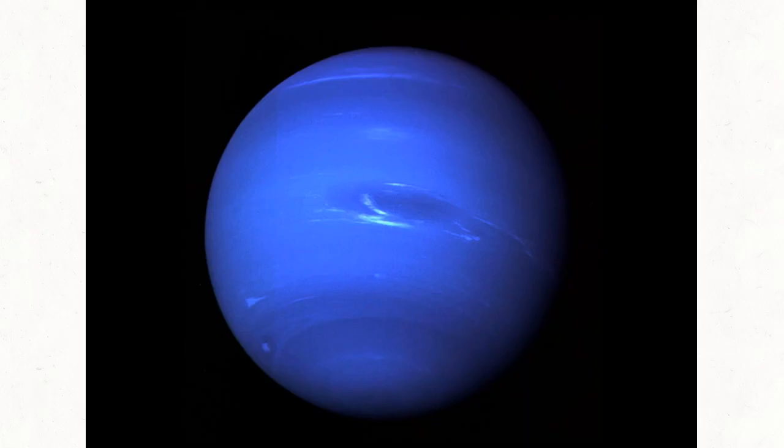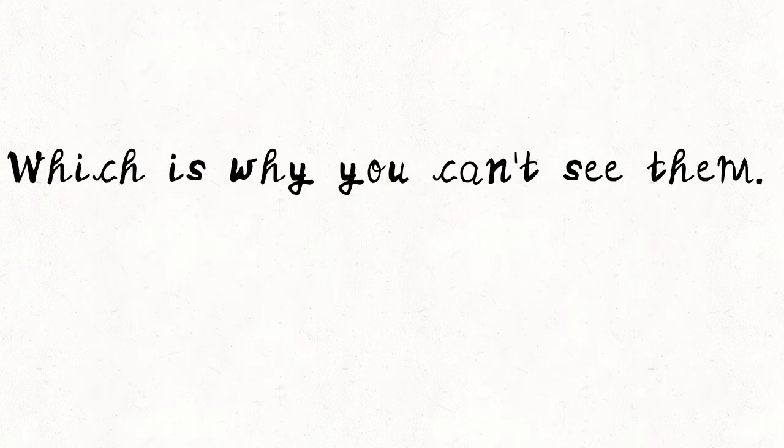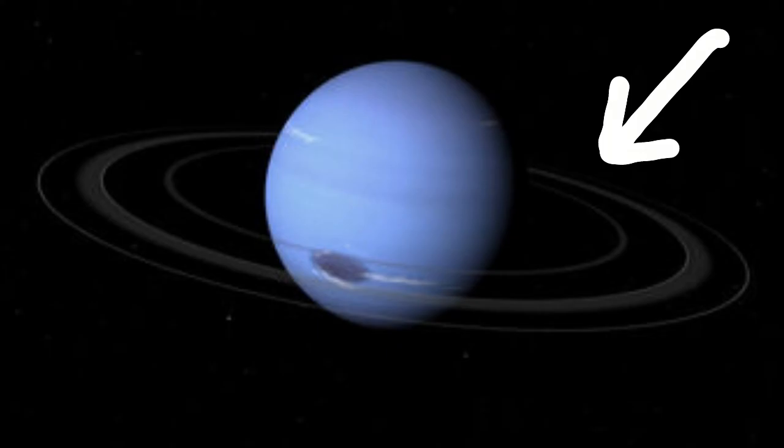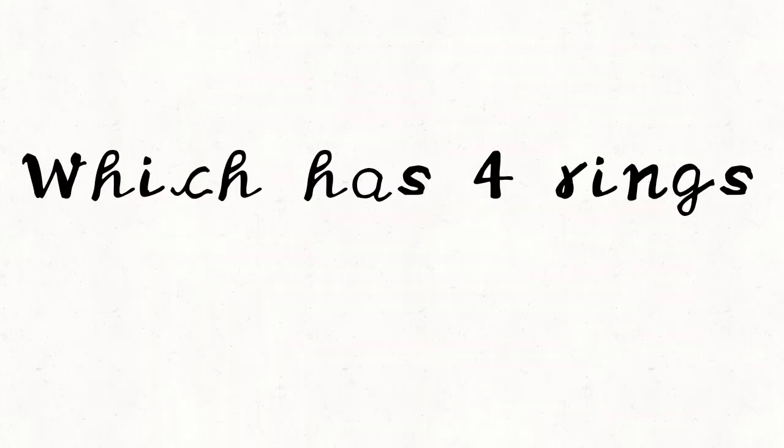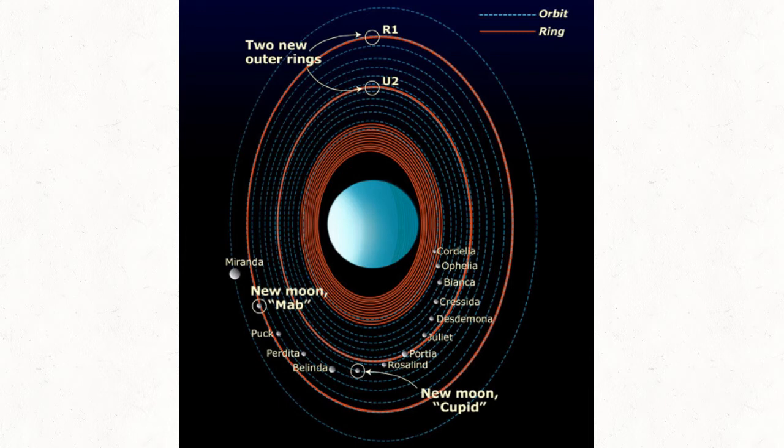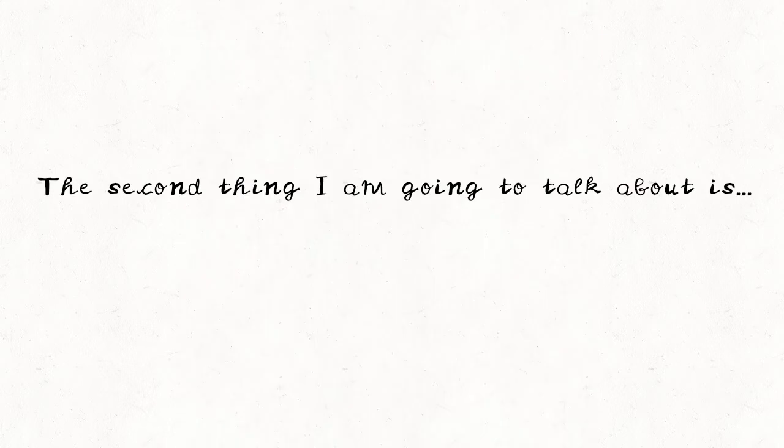Neptune has 5 rings, which is why you can't see them until you get much closer, like Jupiter, which has 4 rings, and Uranus, which has 13 rings. So the second thing I'm going to talk about are black holes.